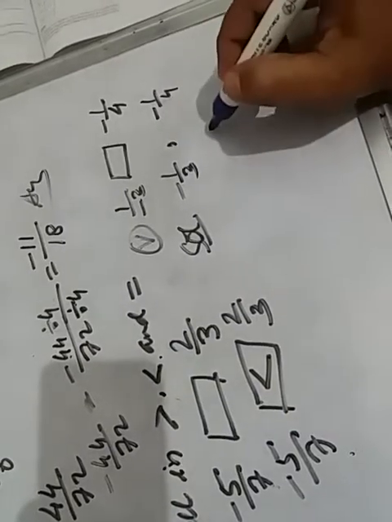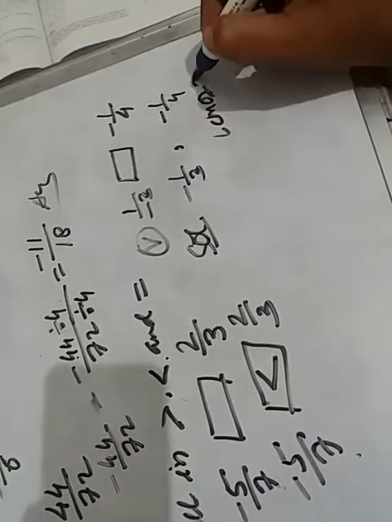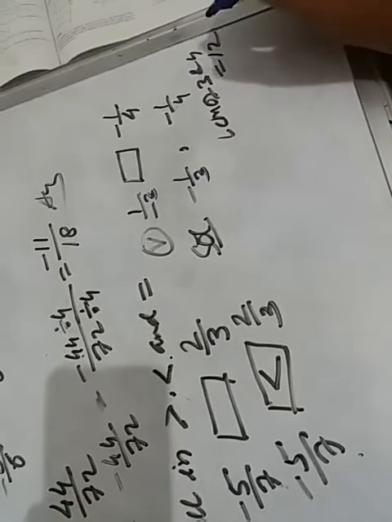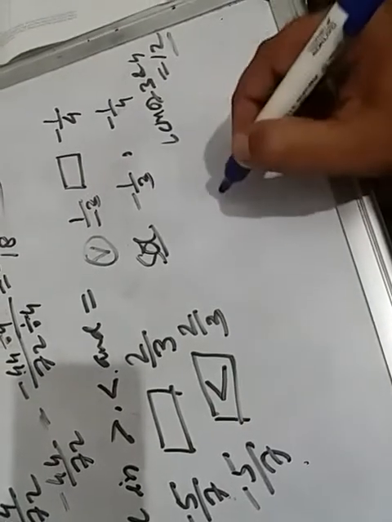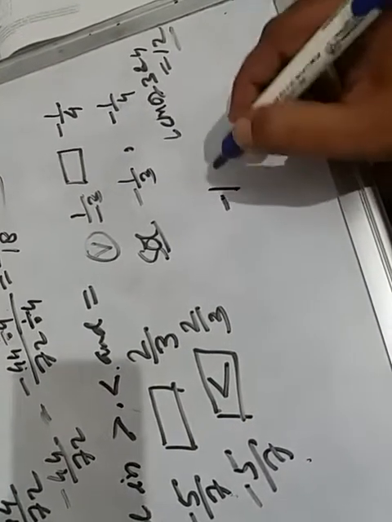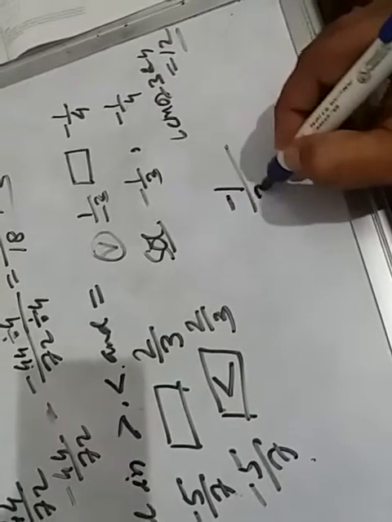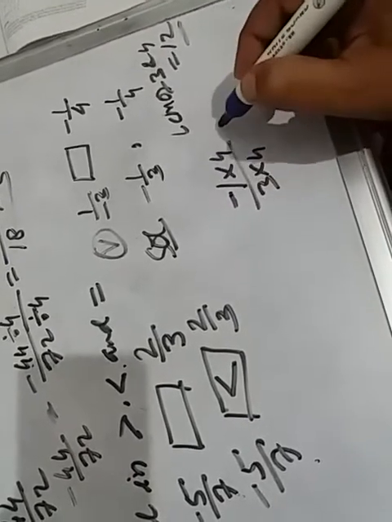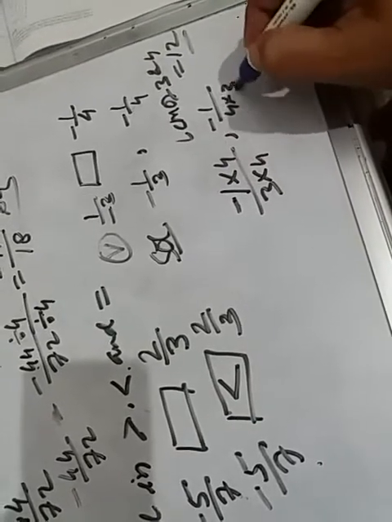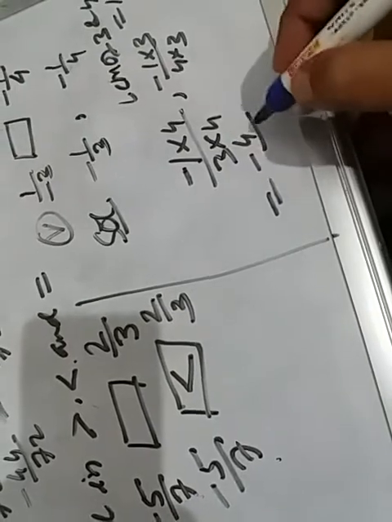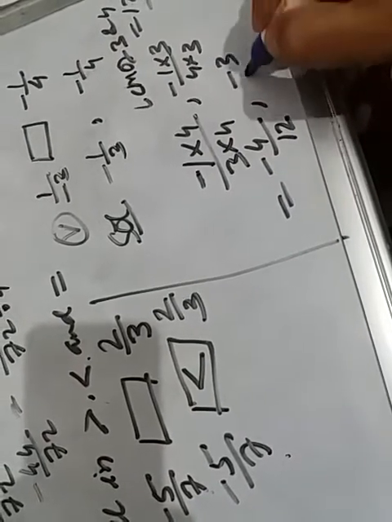What is the LCM of 3 and 4? They are both co-prime numbers, so their LCM is 12. Make both the denominators equal to 12. Minus 1 multiplied by 4, and 3 times 4 is 12, and here also the same: minus 1 upon 4 into 3. So the equivalent fractions we found are minus 4 upon 12 and minus 3 upon 12.